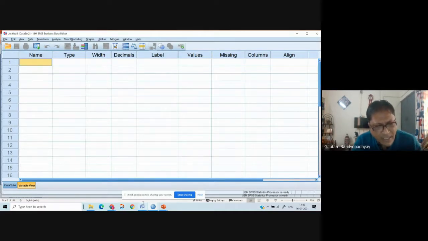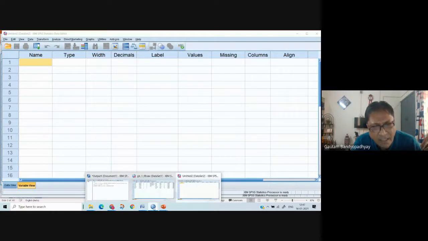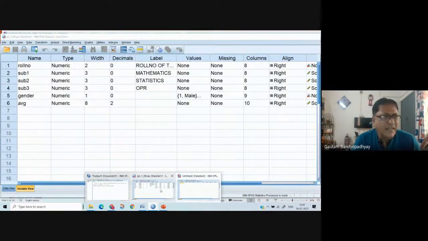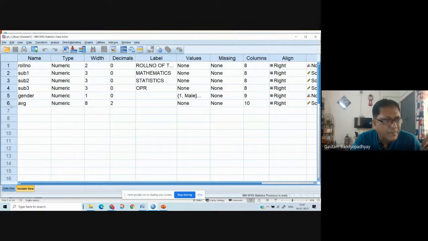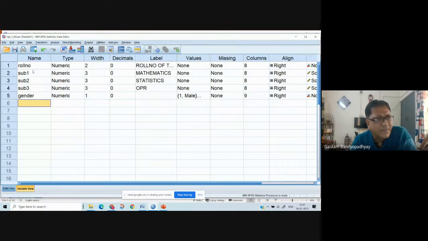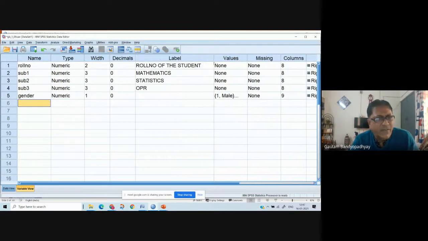So we start with the example I have already given. There is a file. The first variable is the roll number of the students. This is called the variable view. So the first step is the variable view: roll number of the students, and roll number is numeric. That is the data type. Since there are 15 students, the width must be equal to 2.